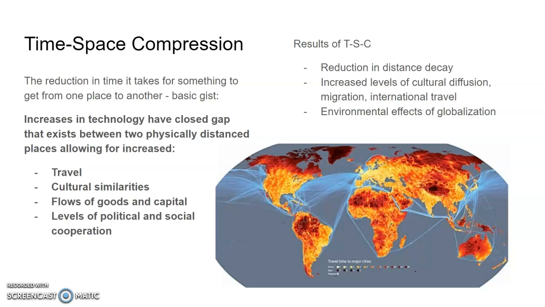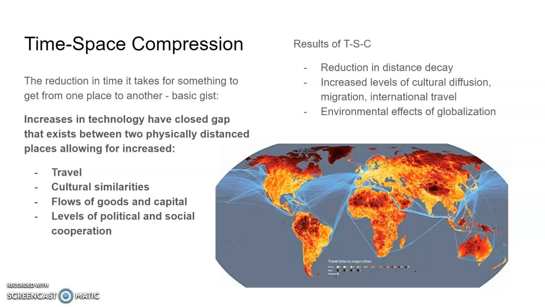So the opposite of this, in some ways, is called time-space compression. These two concepts are related, but in an oppositional way. Time-space compression says that there has been a strong reduction in the time it takes for something to get from one place to another. And obviously, again, like distance decay, this is a pretty simple idea. Most people intuitively understand that.